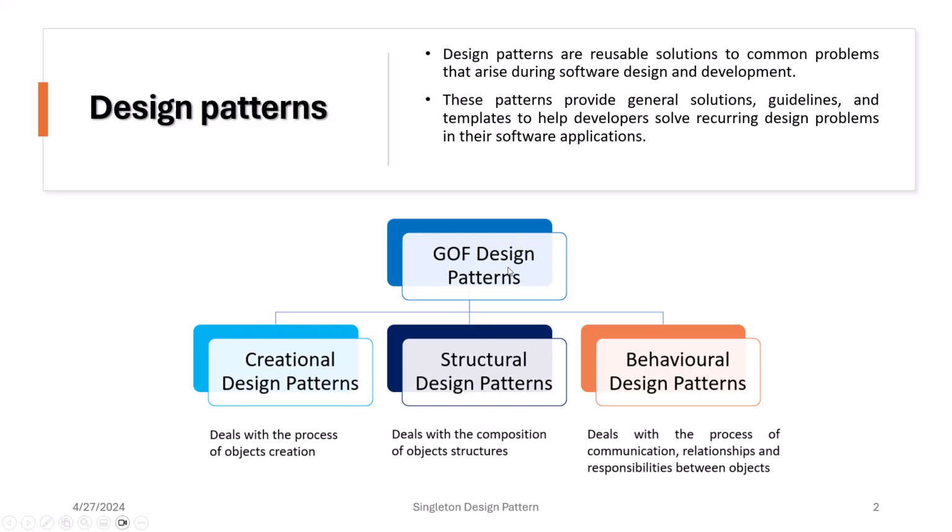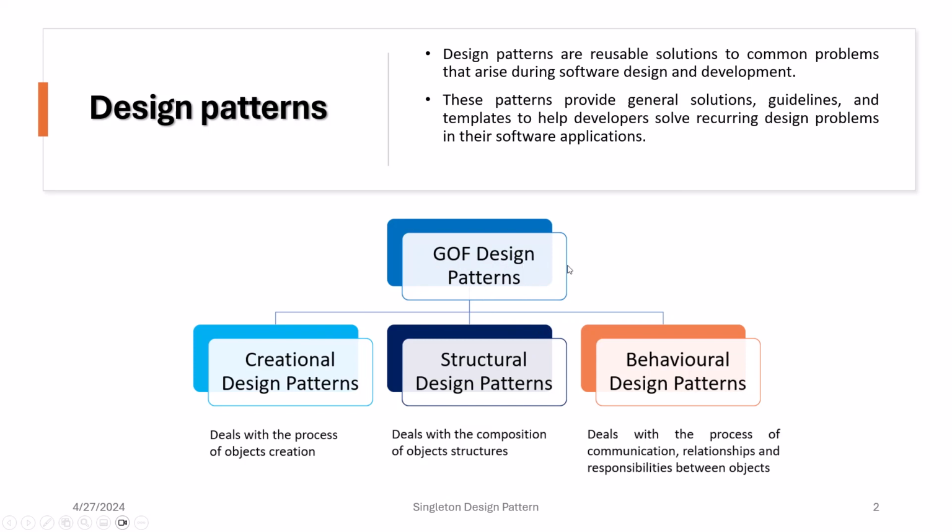Here you can see there are three different kinds of design patterns. GOF design patterns. GOF means Gang of Four design patterns. Why is it called Gang of Four design pattern? Because these design patterns were introduced in a book, Design Patterns: Elements of Reusable Object-Oriented Software, which is authored by four different people. That's why those people are called the Gang of Four, and these design patterns are called Gang of Four design patterns.